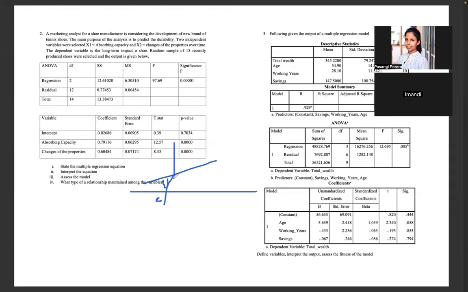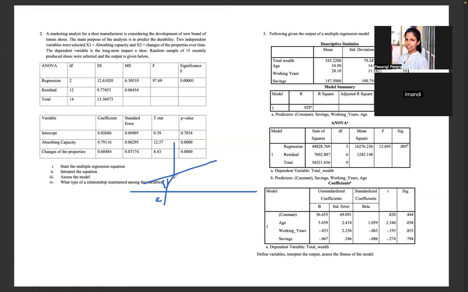Next, the coefficient of absorbing capacity is 0.79116. That is, for every unit increase in absorbing capacity, how much does the durability increase? So the durability of the shoe is predicted to increase, because here the value is positive. So increase by 0.79116 units. Is it clear?